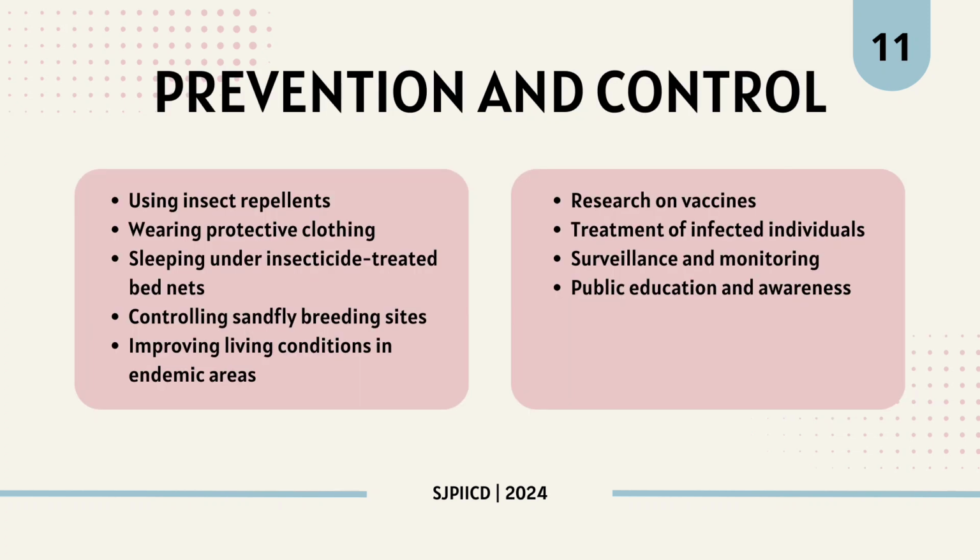Preventing and controlling Leishmania tropica infection primarily involves reducing exposure to sandfly vectors and improving the living conditions in endemic areas. Some preventive measures include using insect repellents, wearing protective clothing, sleeping under insecticide treated bed nets, and controlling sandfly breeding sites. Vaccination is not currently available for leishmaniasis, but research is ongoing to develop effective vaccines.